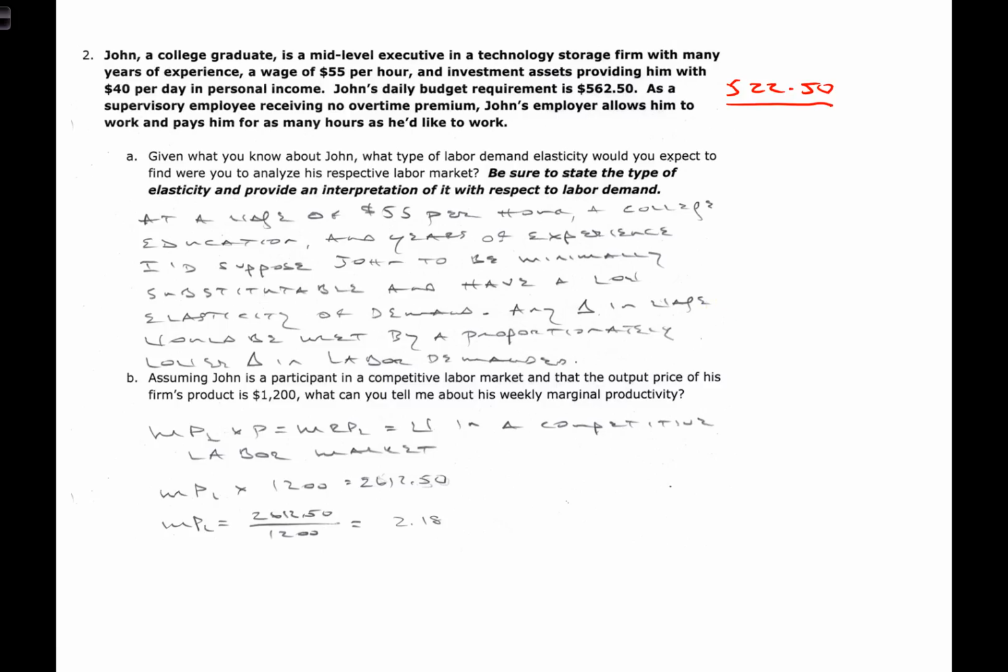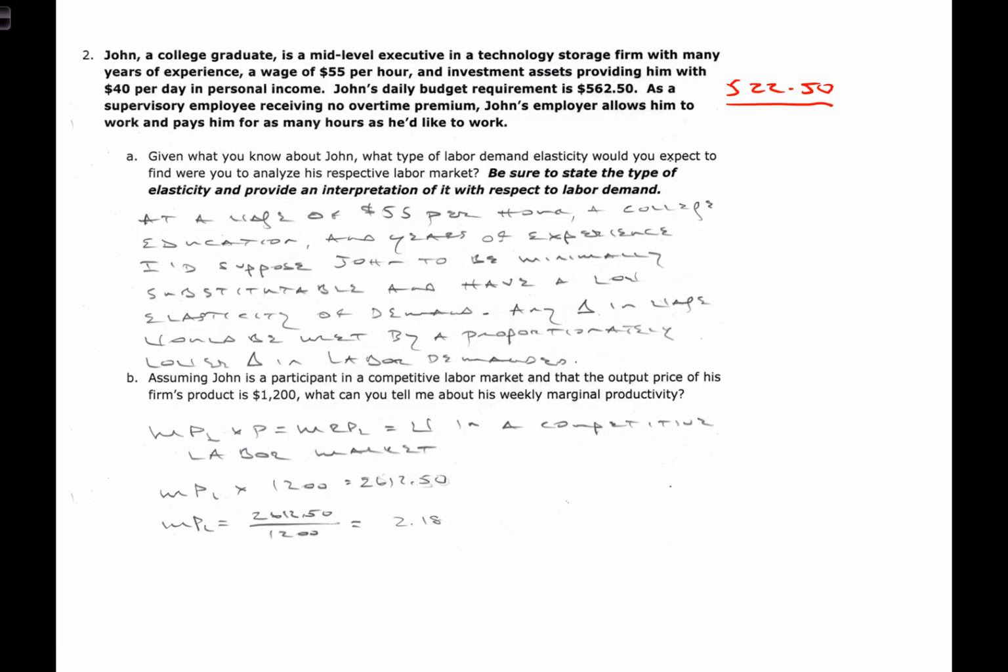Okay, so then I said, okay, fine, assume John is a participant in a competitive labor market and that the output price of his firm's product is $1,200. What can you tell me about his marginal productivity? Well, we have to put these things in perspective. If I'm saying his weekly marginal productivity, then I'm going to have to deal with a weekly income so that I can get the right value here.